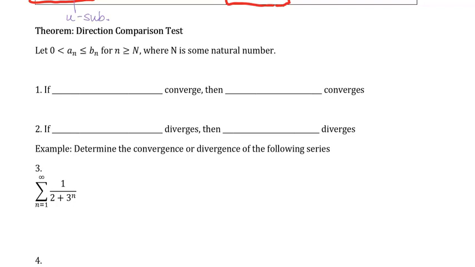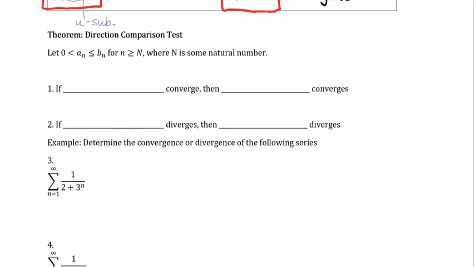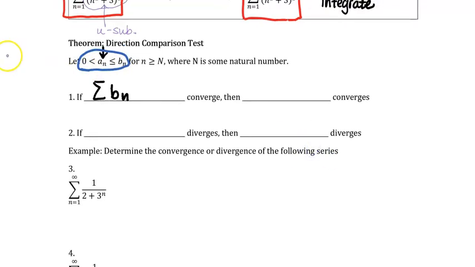The first test we're going to talk about is the direct comparison test. The idea behind the direct comparison test is that if you can find some series, b sub n, that you know converges, and then you look at another series where the terms are a sub n, this condition here says that the terms of a sub n are smaller than the terms of b sub n. I'm going to write that off to the side here. A sub n is a smaller sequence.